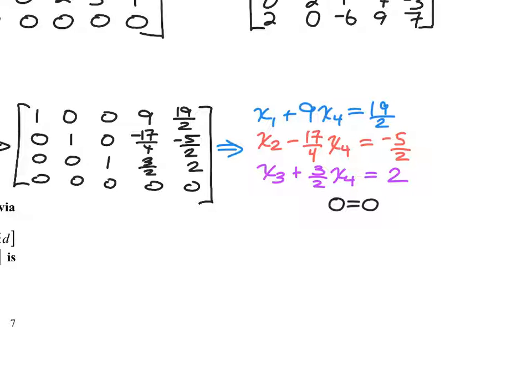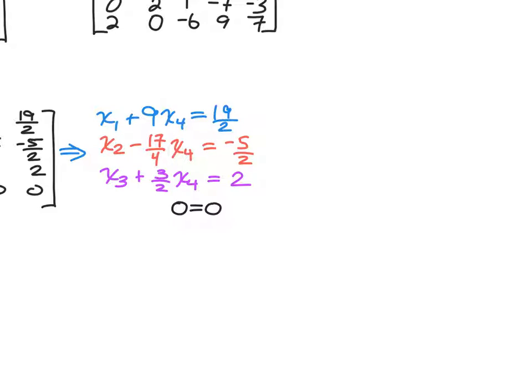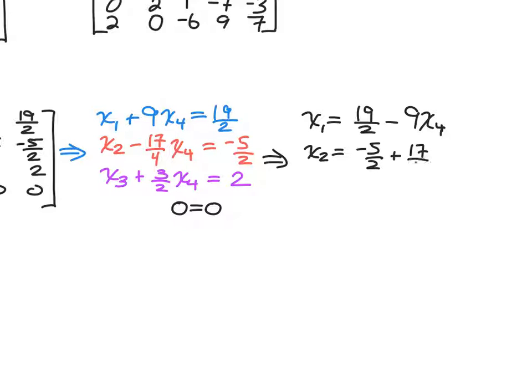The first one, if I solve for x sub 1, what I'd be looking at is x sub 1 is equal to 19 halves minus 9 times x sub 4. Then we'd have x sub 2 is equal to negative 5 halves plus 17/4 times x sub 4.